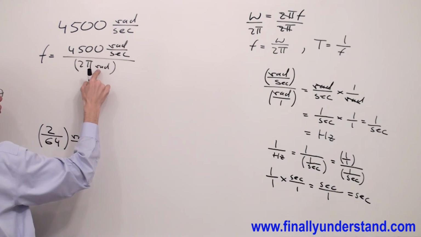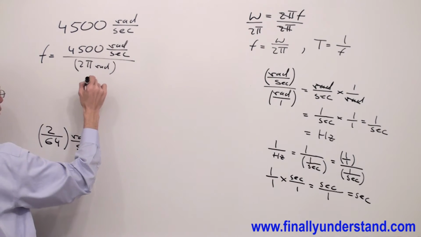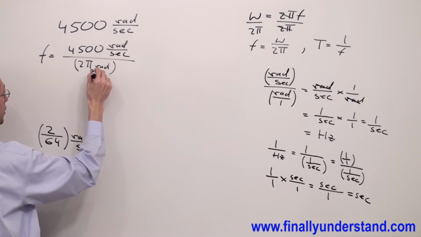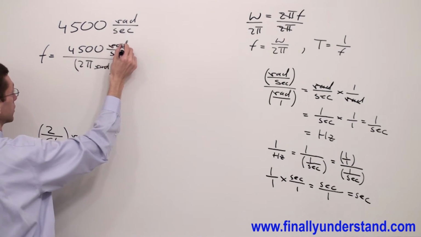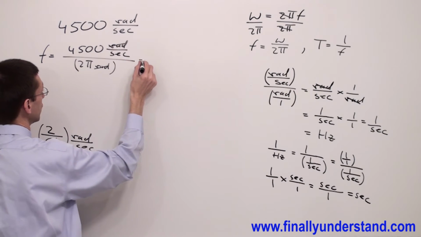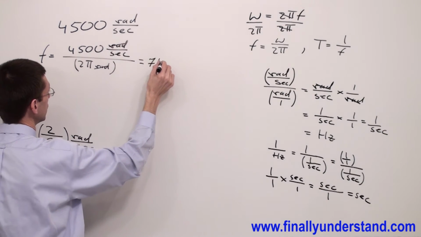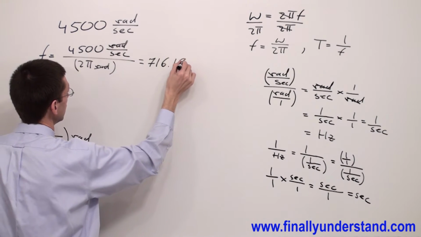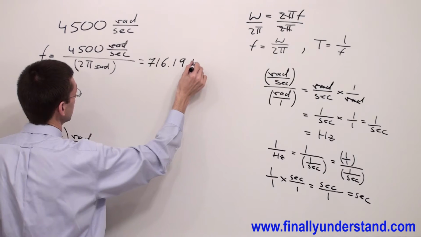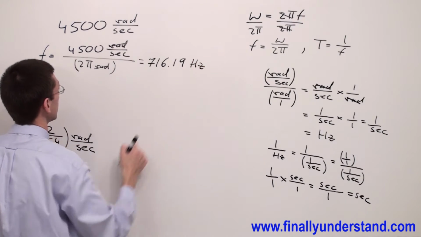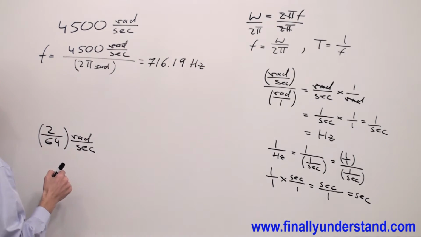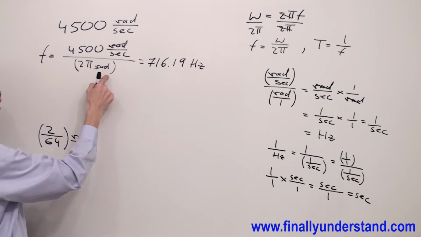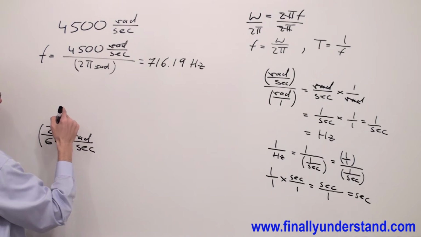Remember, anytime you don't see radian, there is always an invisible radian. I just made this visible. Radian and radian will cancel out, and I'm going to get 716.19 hertz. Please keep in mind that you're supposed to put the parentheses anytime you will try to enter this expression into the calculator.